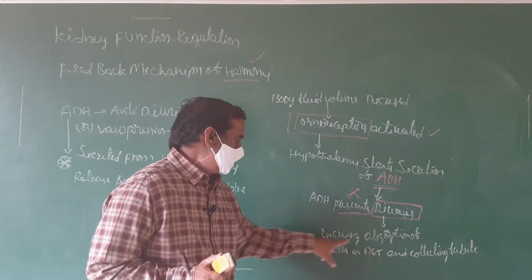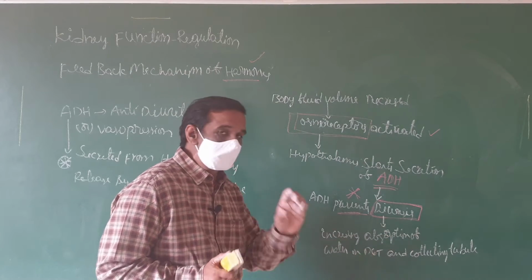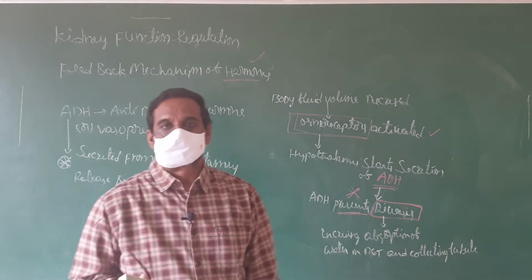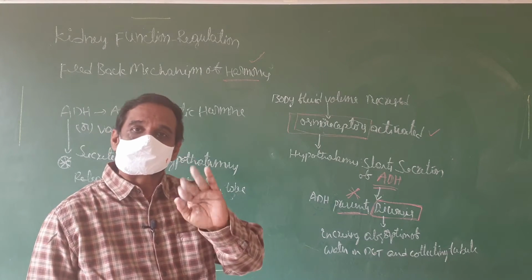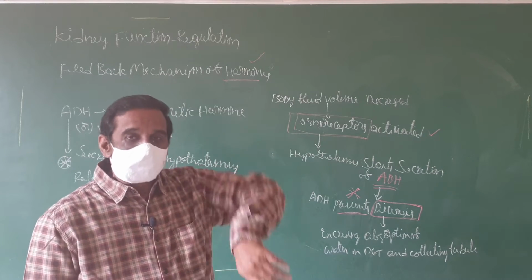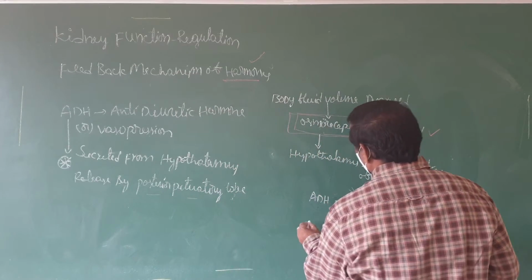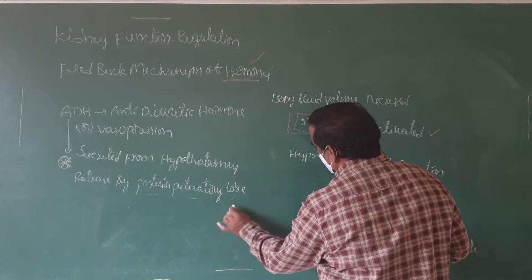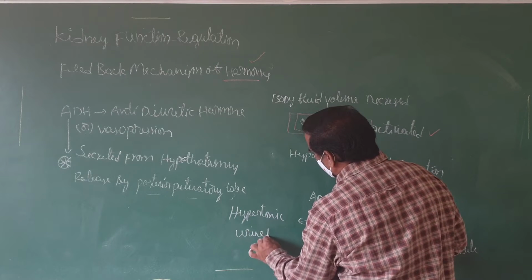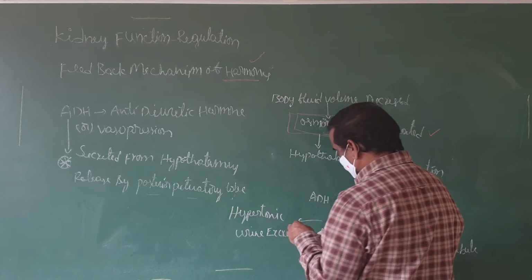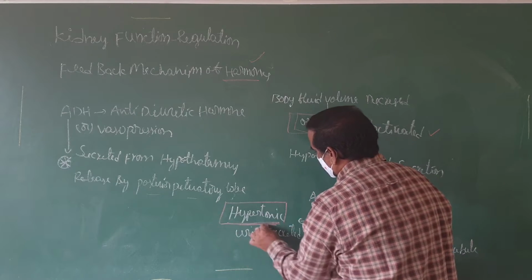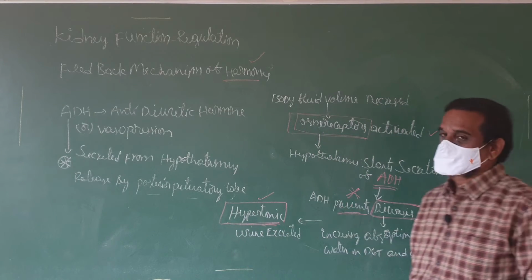This ADH prevents diuresis by increasing absorption of water. In which regions does it increase the reabsorption? The distal convoluted tubule and collecting tubule. These are the two regions where the hypothalamus increases the water reabsorption. When more water is reabsorbed because of this, hypertonic urine is excreted. Finally, which urine is excreted? Hypertonic. Finally, hypertonic urine is excreted.